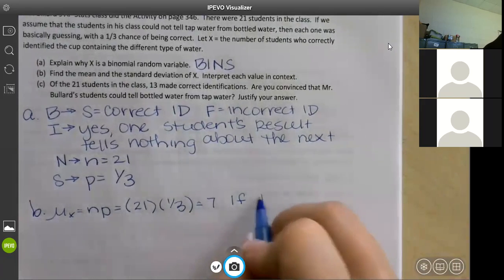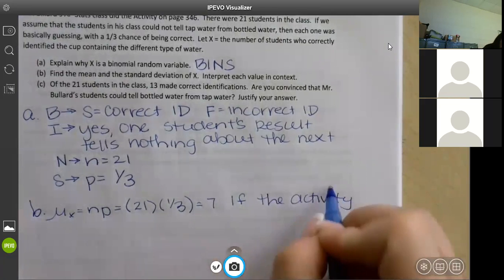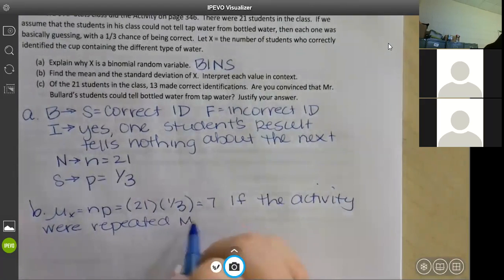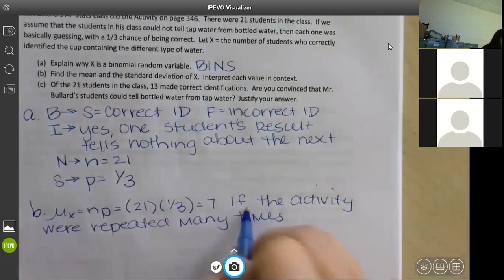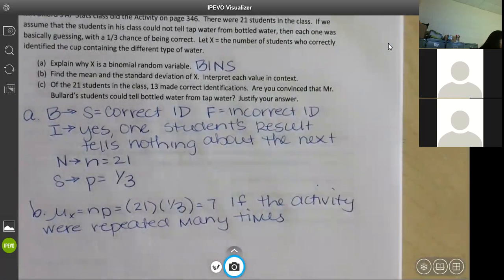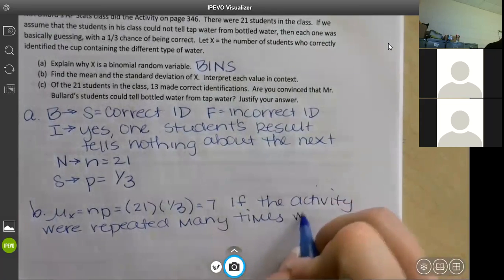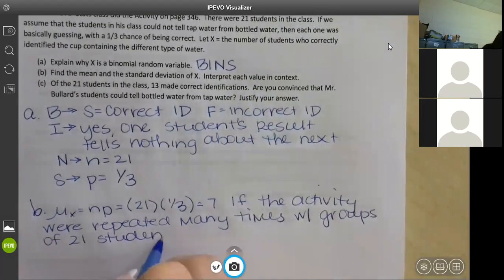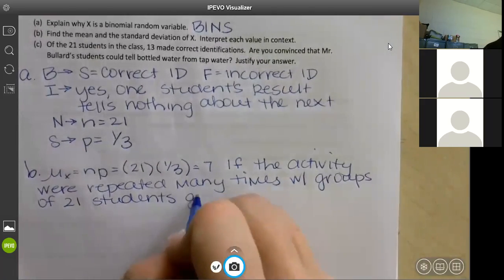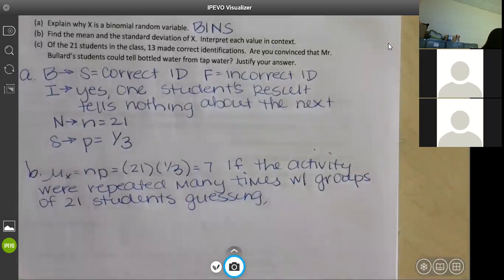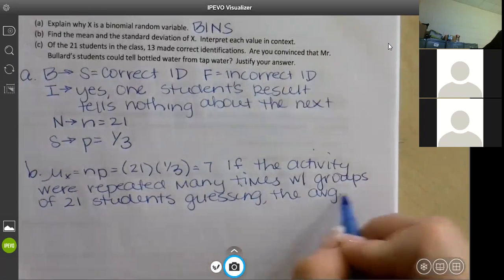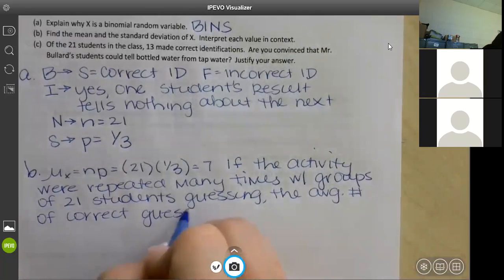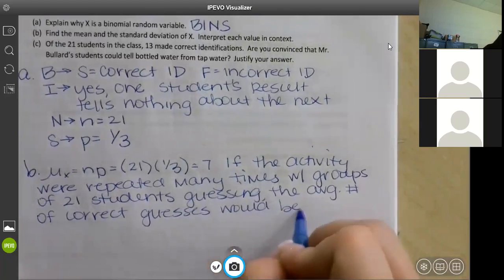Here's my interpretation. If the activity were repeated many times, why do I have to say that? Because it has a probability attached to it, and probability is long run. So if the activity were repeated many times with groups of 21 students guessing, the average number of correct guesses would be 7.